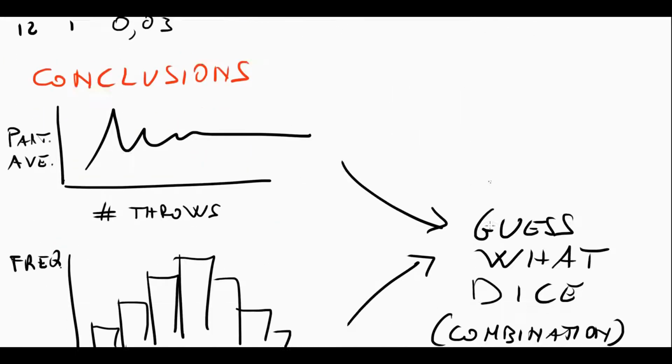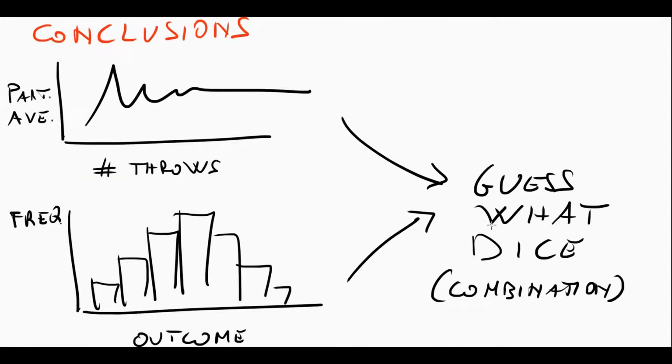So we have, in conclusion, 2 different tools to understand what are the dice that make up our system. We have a plot of the partial average, and according to the value to which this partial average will converge, we will know what dice we are dealing with. We can also use the frequency distribution in order to get rid of any doubt and be sure of what is the composition of dice, what is the combination of dice that make up our system. Using these two plots, we can guess what dice make up our system.